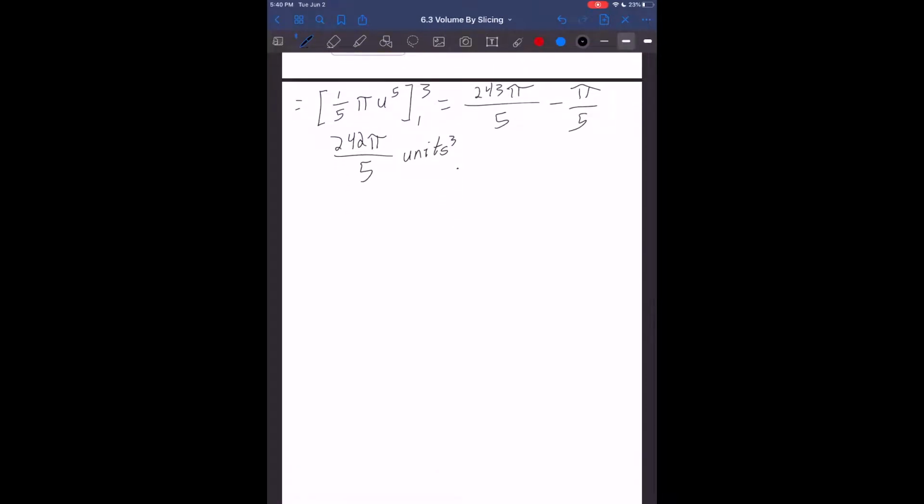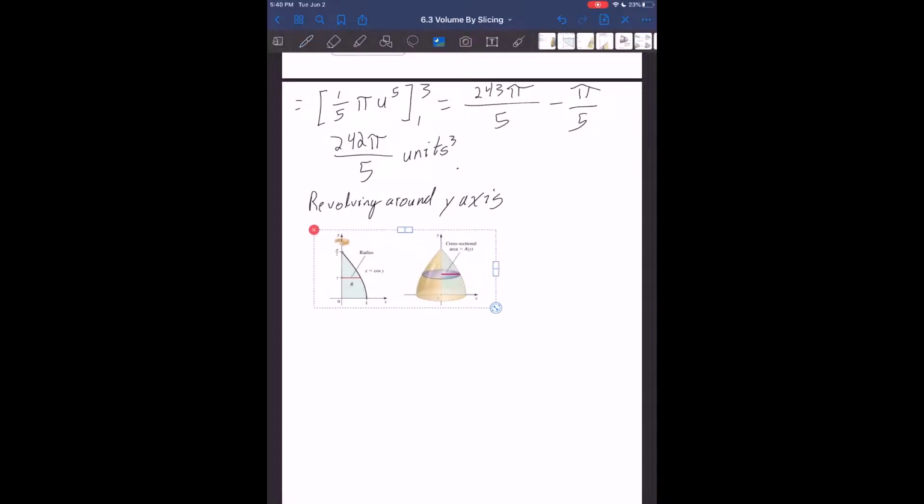Great, so we are going to talk about a couple of different ways that we can do this. The next one we're going to talk about is, instead of revolving around the x-axis, what do you do if you want to revolve around the y-axis? So, revolving around the y-axis. Okay, so I have another problem for this as well, which is this one.